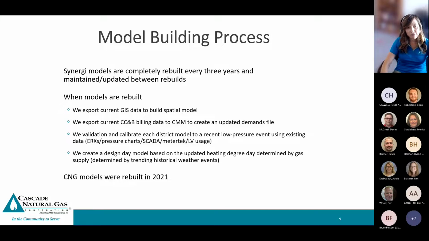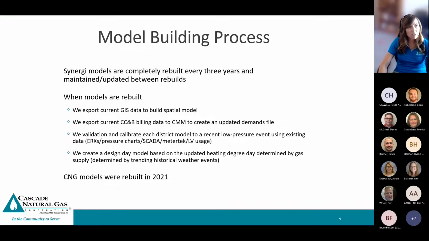Each one of these models, we validate and calibrate once they get built to make sure that they're performing to our actual system. We go through model validation and calibration. And how we typically do that is we'll simulate a low pressure event on our system. We'll dial in the heating degree day and look at how our system performs, and we'll compare it to actual data. So we have lots of data on our system. We have ERXs, pressure charts, SCADA, Metrotech, and our large volume usage from gas control.